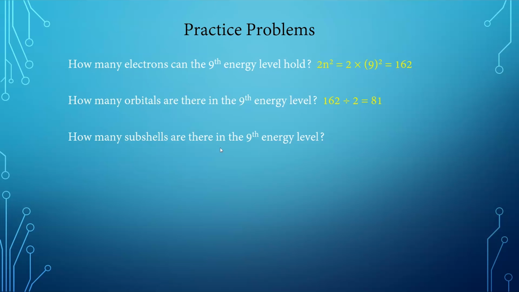How many subshells are there in the 9th energy level? That's a really easy one, because if you remember, the number of subshells is just whatever the level number is. So if you're in level number 9, there are 9 subshells. If you're in level number 347, there are 347 subshells. So you should be able to calculate the number of electrons, orbitals, and subshells in any energy level. Again, it doesn't matter what the element is. It can be any element. They all have the same levels. They just have different numbers of electrons.